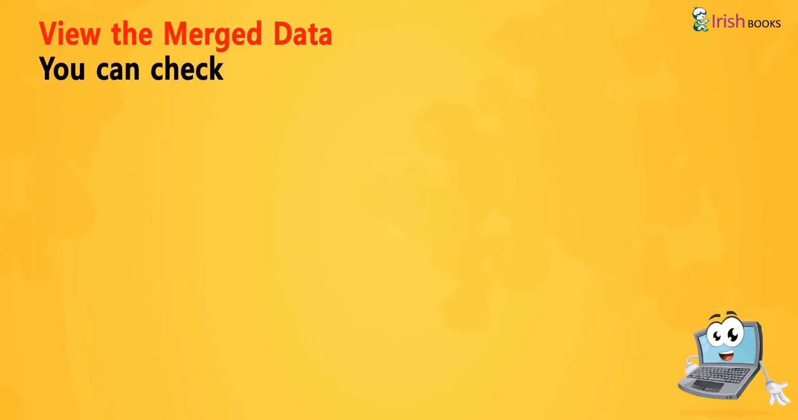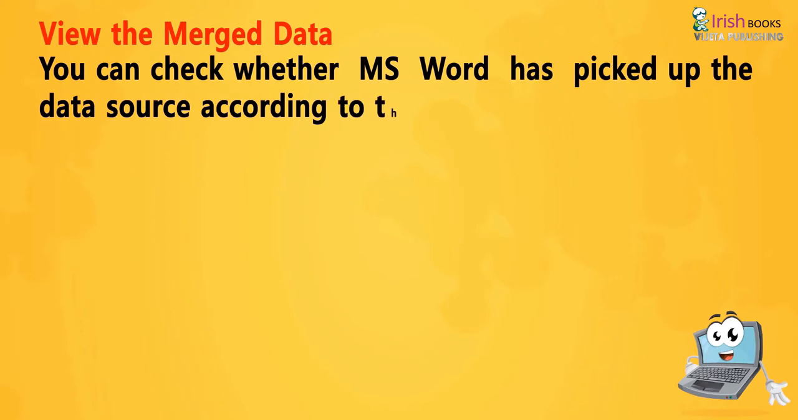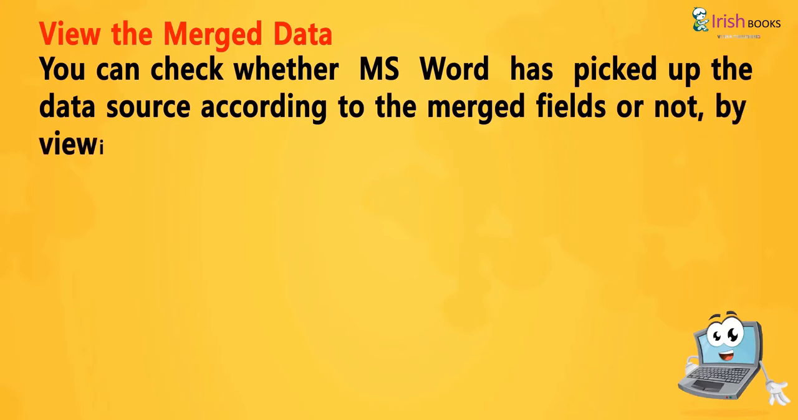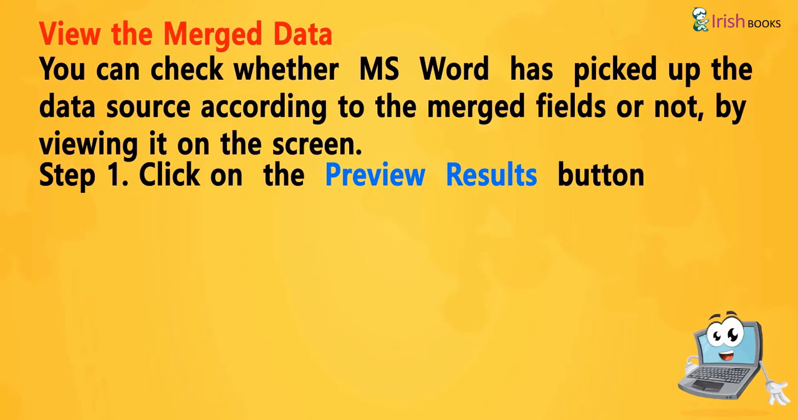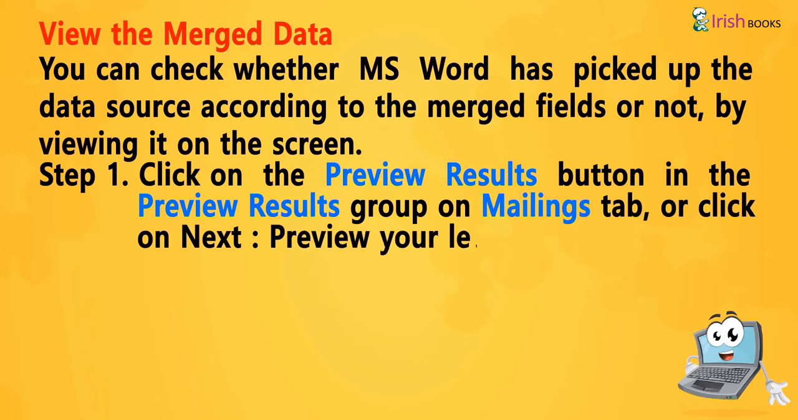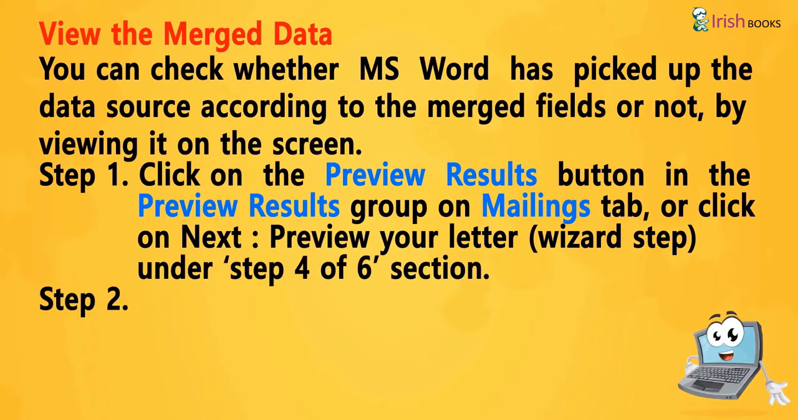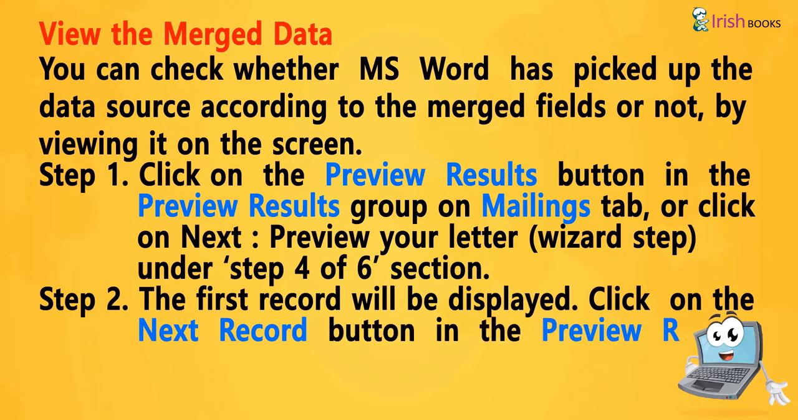View the merged data. You can check whether MS Word has picked up the data source according to the merged fields or not by viewing it on the screen. Step 1. Click on the Preview Results button in the Preview Results group on the Mailings tab, or click on the Next: Preview your letters wizard step under Step 4 of 6 section. Step 2. The first record will be displayed. Click on the Next Record button in the Preview Results group to view the next record of the data source.